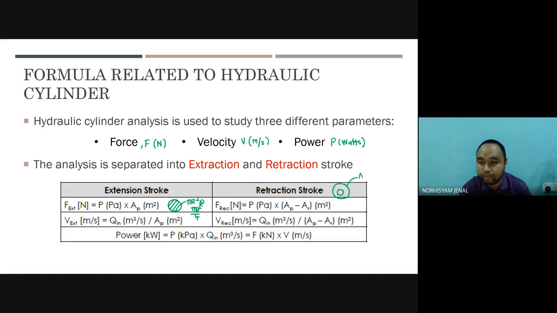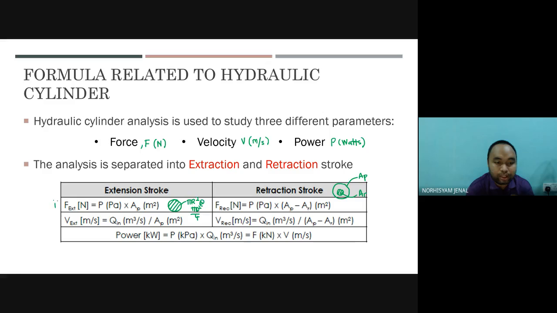Okay, area of piston and area of rod. So what we have to do is find out the piston area minus the rod area. Then you can do the calculation for force. Okay, number 2, the velocity.